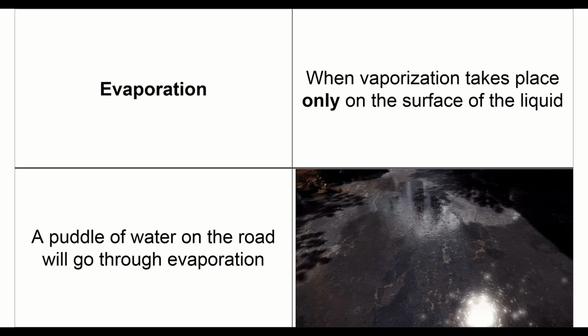Evaporation is when vaporization takes place only on the surface of the liquid. So evaporation is when it's only really occurring on the top of the surface. A puddle of water on a road will go through evaporation, right? You'll see just the top part go away, and as that part goes away, the new surface changes, and it slowly works its way down. It's not happening from all over the place.